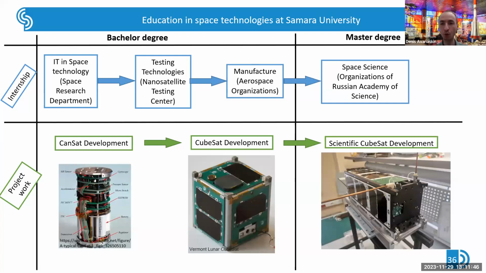So these are very small satellites, about half a kilogram. And on the third or fourth year, we can involve students in the projects of CubeSats, of simple CubeSats. And master students, we try to involve in scientific CubeSats that we create in our department.